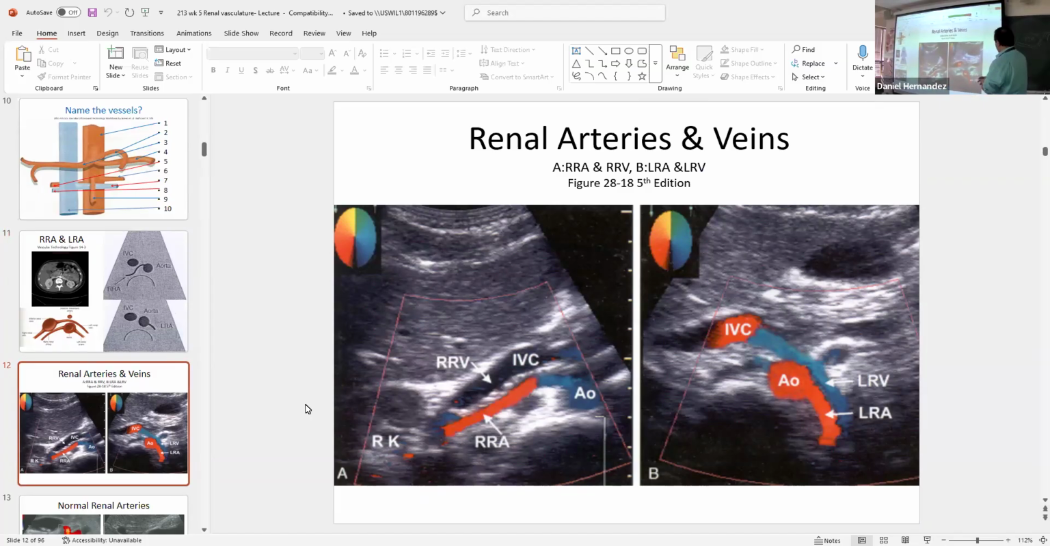And on the left side, again, we see the left renal vein as it's draining into the IVC and running in between, or sandwiched in between, our aorta and superior mesenteric artery. Again, the arteries are posterior to the veins for orientation.